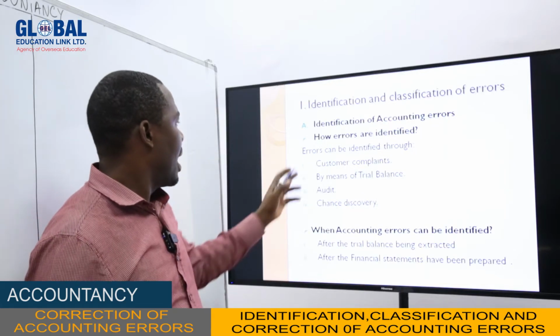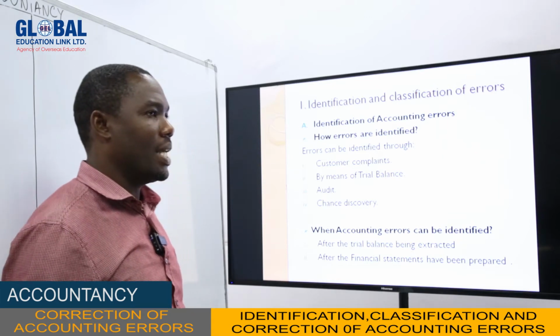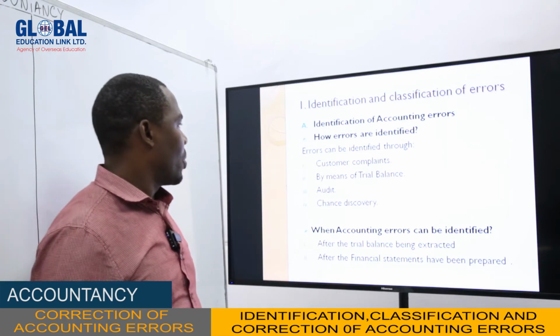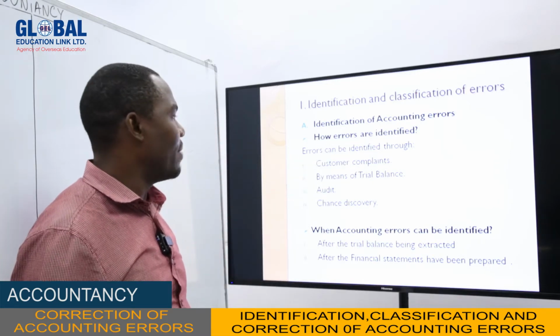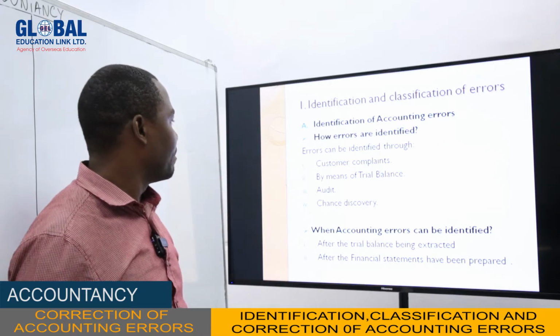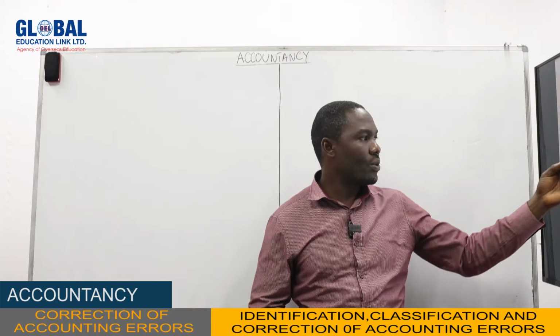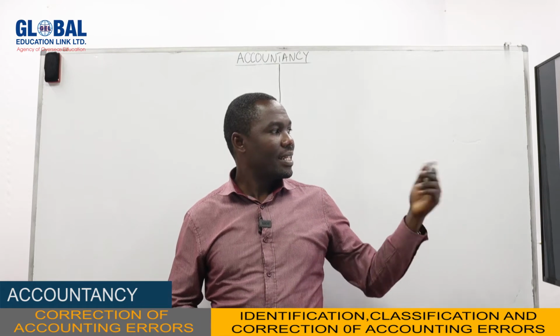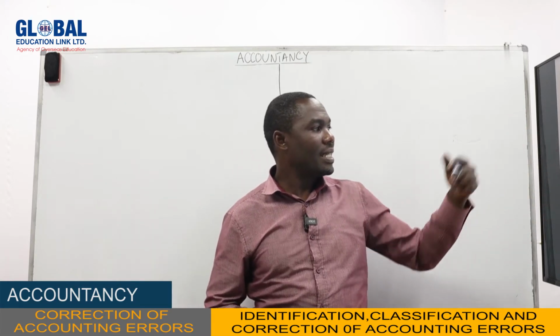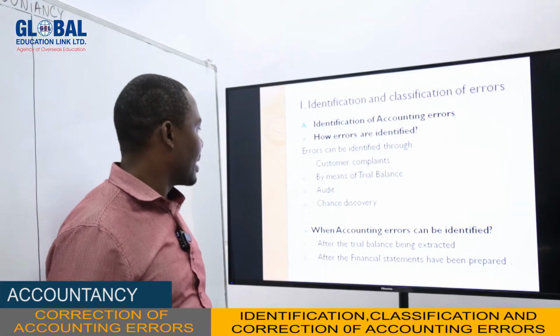We need to know how errors are identified in accounting. Errors can be identified in various ways. So you may identify errors through customer complaints. As the customers complain, either debtors saying you have over-debited their accounts, or creditors, it depends, but normally through customer complaints, you may get to know that there are errors.